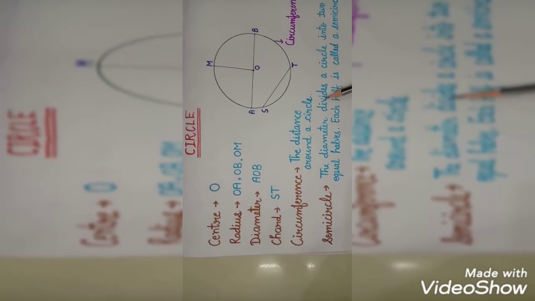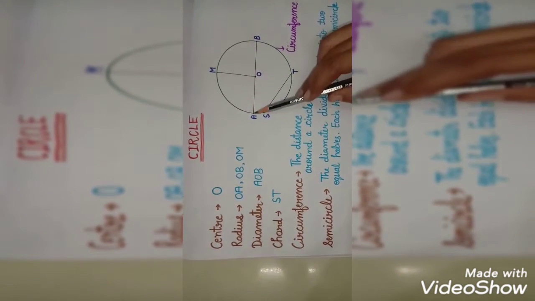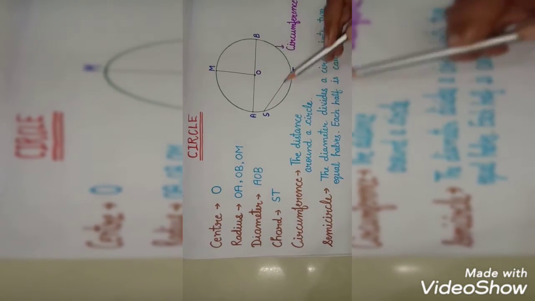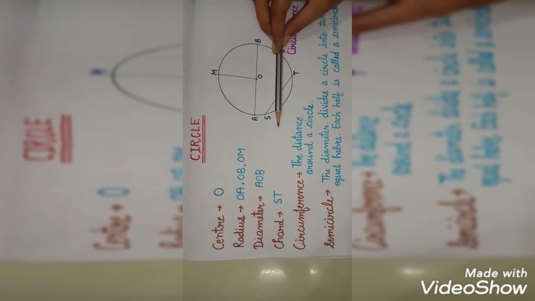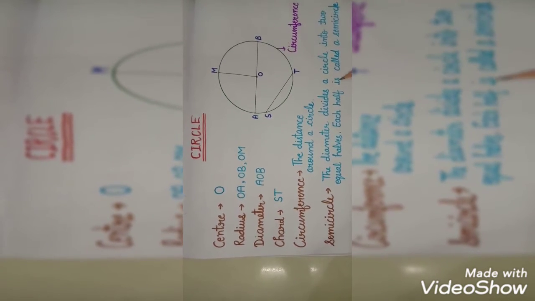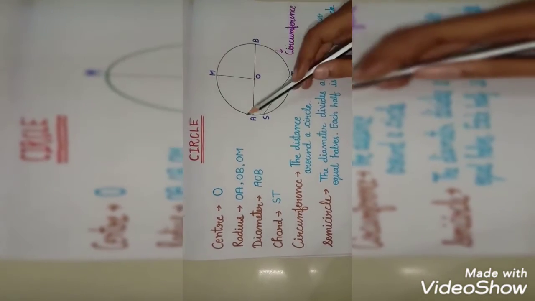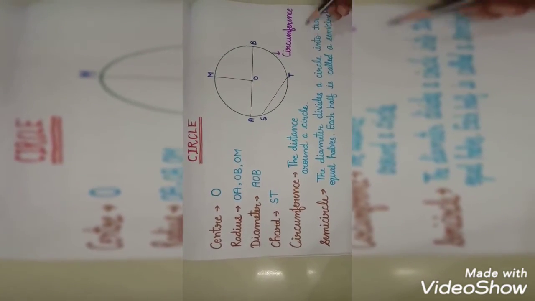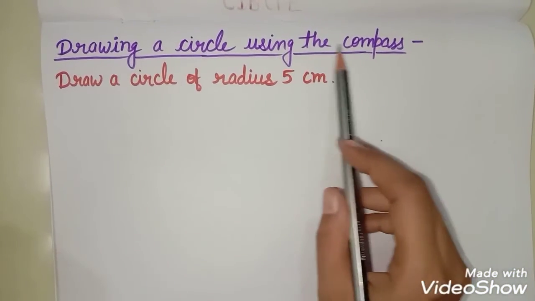Now the diameter divides a circle into two equal halves. जो डायमीटर होता है वो हमारे सर्किल को two equal halves में डिवाइड करता है. First one is above and second is below. So each half is called a semicircle. सो जो भी हाफ है, दोनों हाफ क्या होते हैं? Semicircle. Now drawing a circle using the compass.